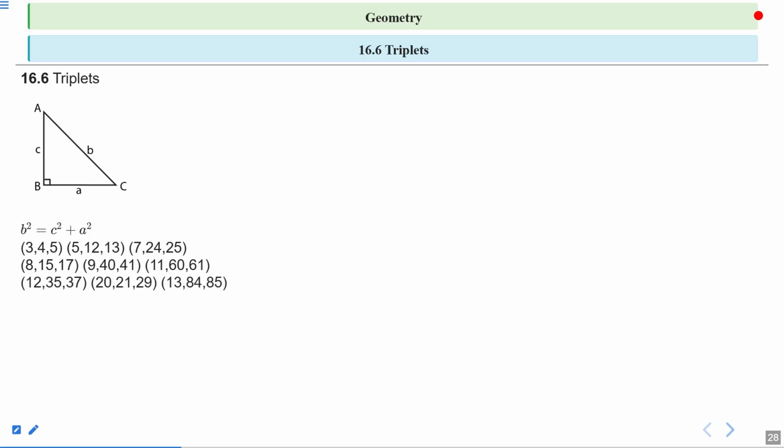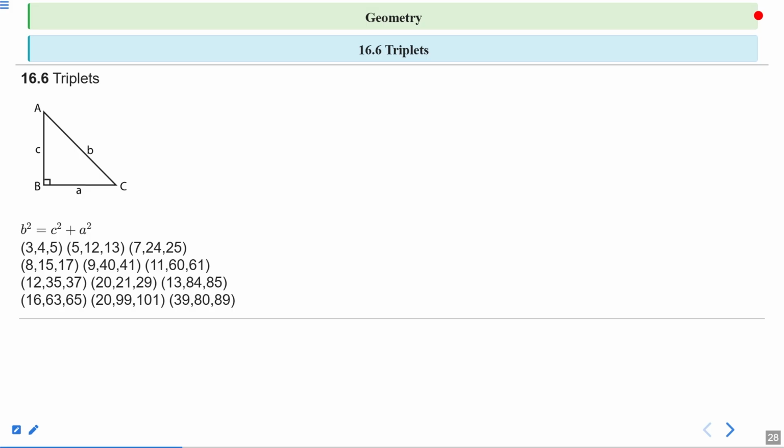12, 35, 37 satisfy it. 20, 21, 29 satisfy this equation. 13, 84, 85 also satisfy this equation. 16, 63, 65 satisfy this equation. 20, 99, 101 satisfy this equation. 39, 80, 89 also satisfy this equation, which is B square equals C square plus A square, or we can say perpendicular square plus base square equals hypotenuse square. In this diagram B is the hypotenuse, so all these triplets satisfy this equation.